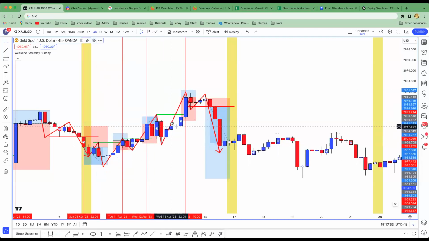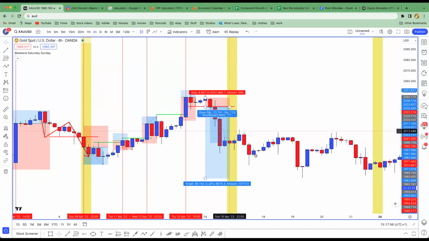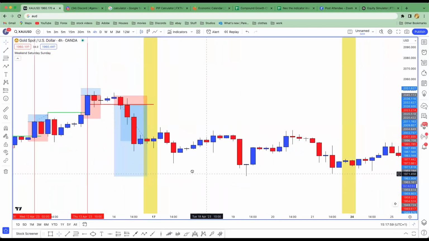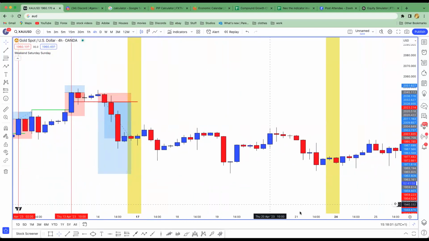So there you go. That's how I'm able to mark it out so quickly. So that's that. No problem.